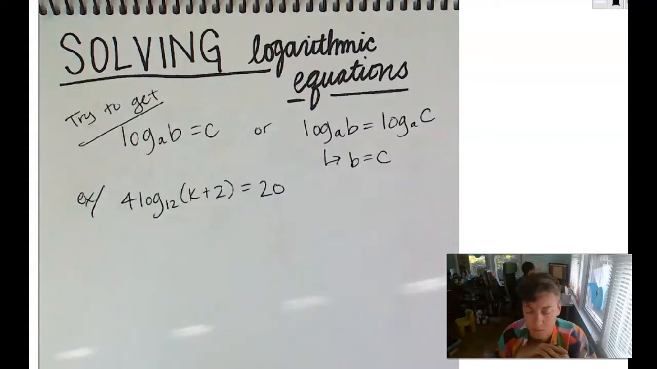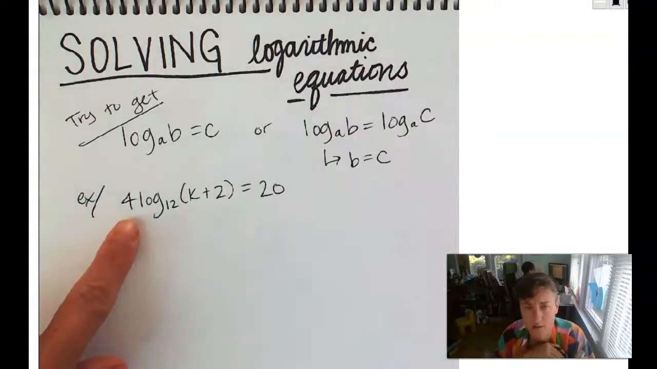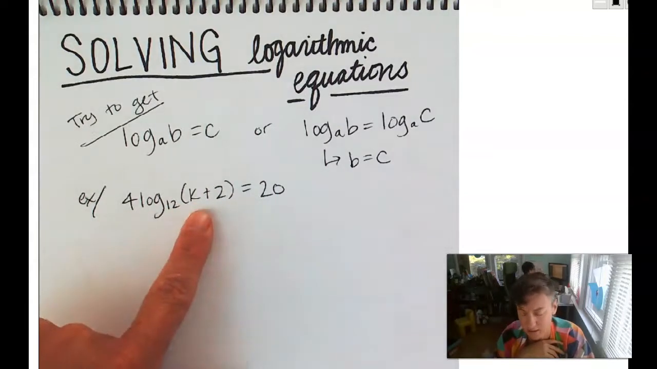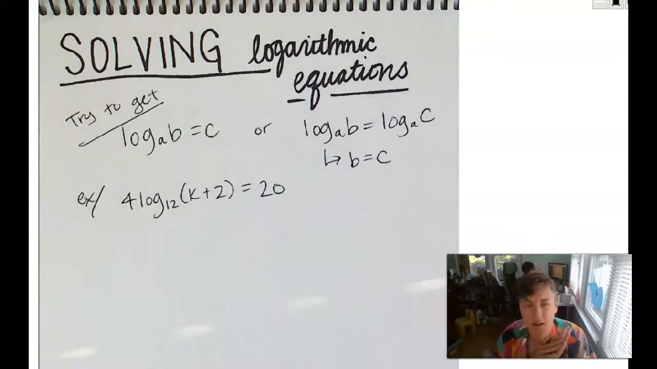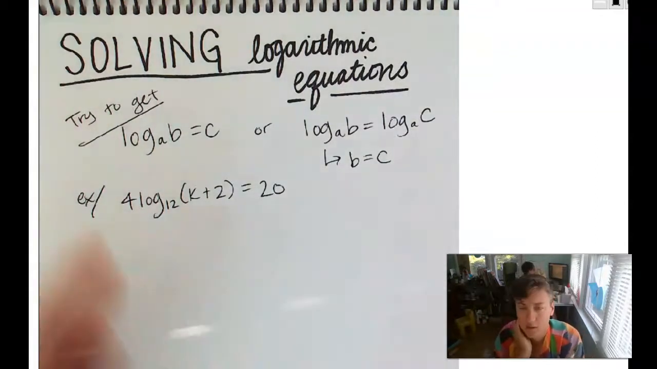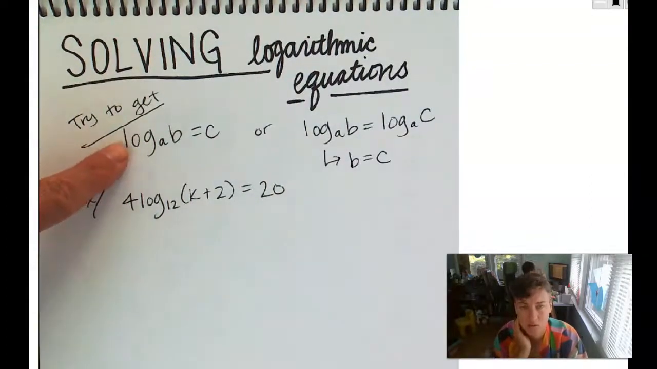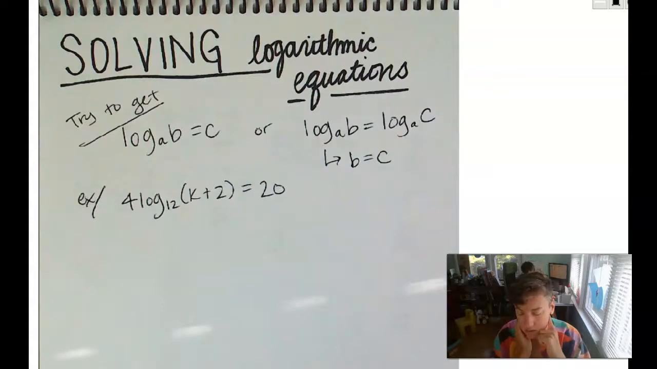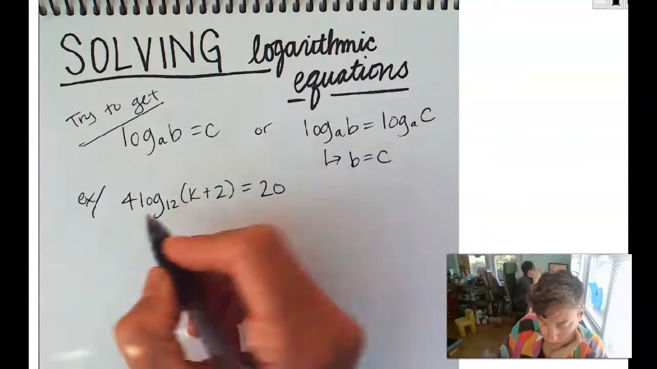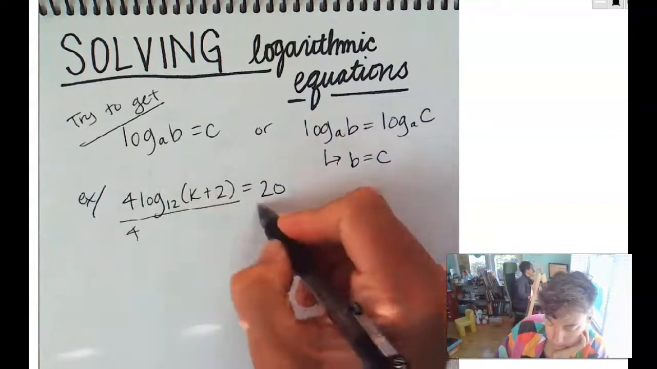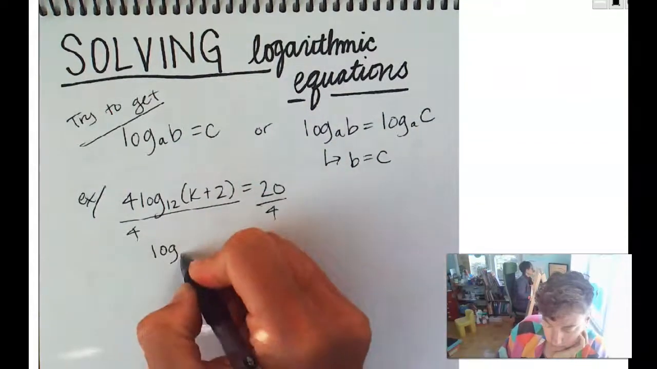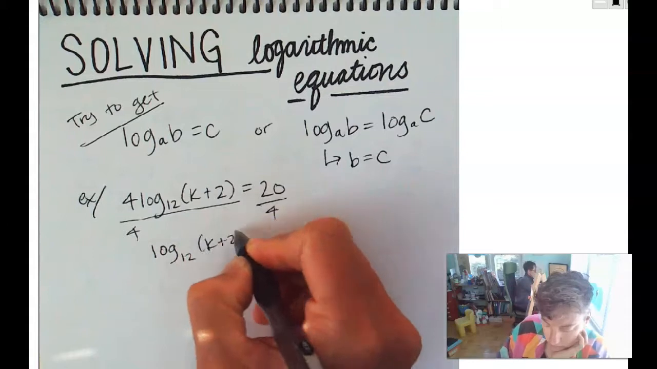Alright, here we go. We are going to solve this for the unknown variable k. We have 4 log base 12 of k plus 2 equals 20. So clearly, we don't have 2 logs, so we're not looking for that situation. We're going to try to get this situation and use that to solve for k. Cool. So let's get the log by itself first. So let's divide everybody by 4. And we have log base 12 of k plus 2 equals 5.